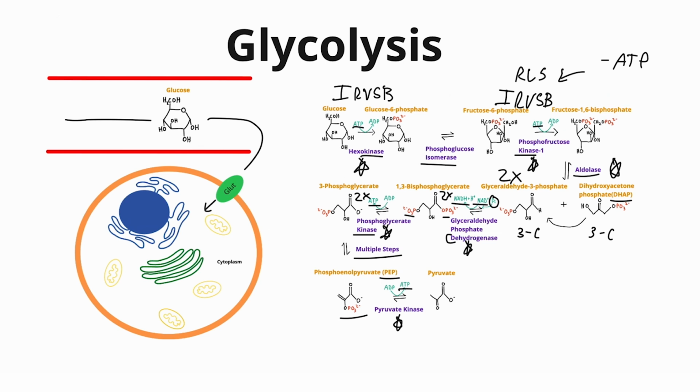And once again, notice that this is carried out by a kinase. And this is our last irreversible step. That's the final step because we end up with pyruvate, which was our goal all along. And remember that we have 2 molecules of pyruvate.